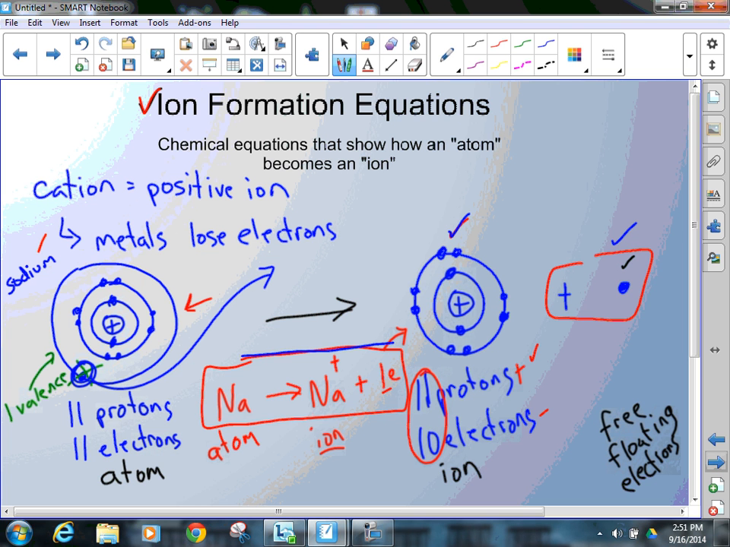So our equation is this. It looks the same. It has the atom on the left side, ion on the right, but what's different is the electrons have been written as a product because we're producing an ion and one free electron. It's no longer part of the atom.